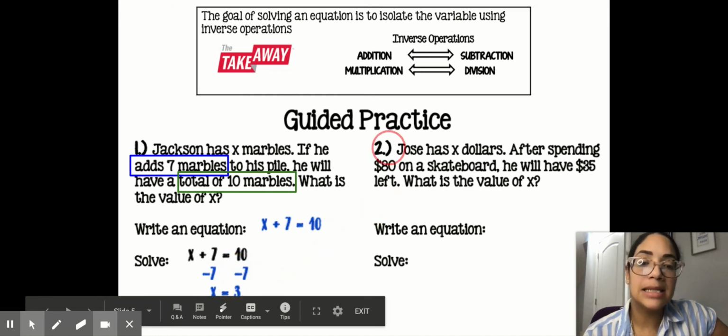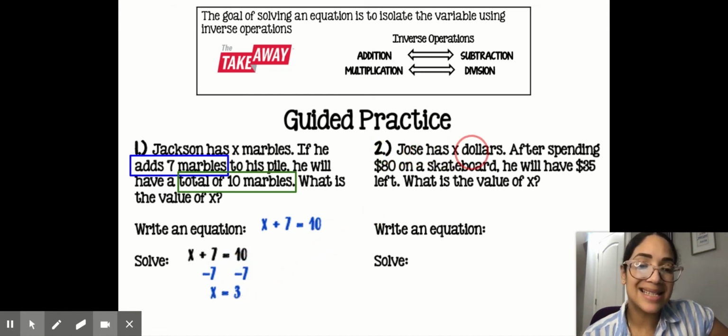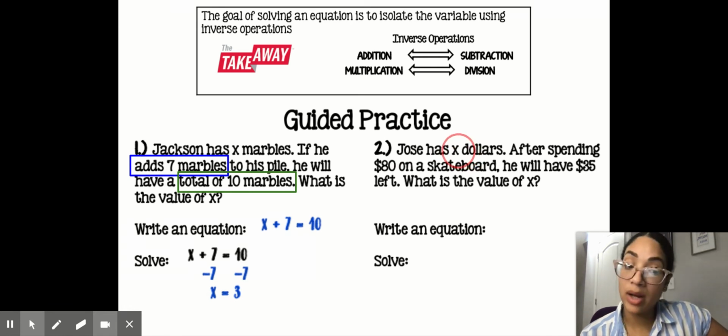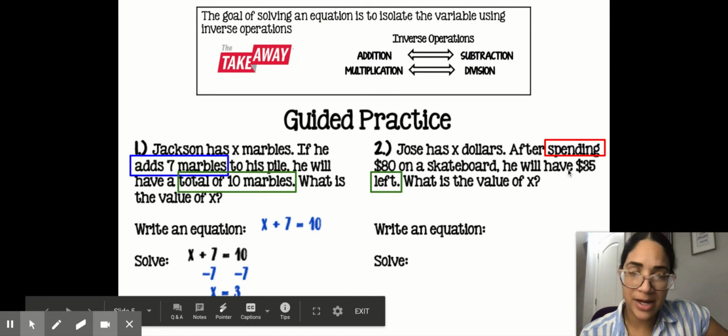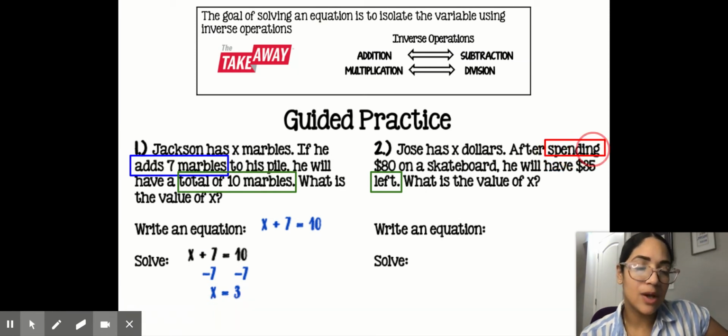All right, second problem. Jose has X dollars. Okay, he has X dollars. That's what we're starting off with. After spending $80 on a skateboard, he will have $35 left. What is the value of X? Okay, so I've boxed in some important information. I know that he spent money.